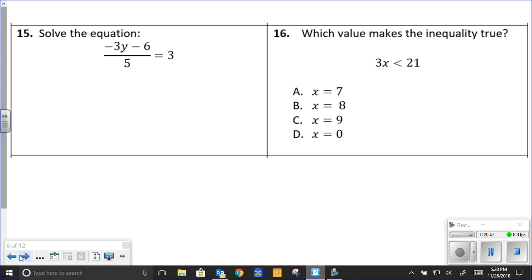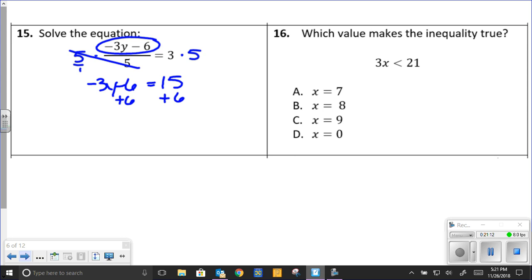All right, solving for the equation. Again, I am going to get rid of the fraction on this one because that's actually the first step I have to do. So really what I'm going to do is just multiply both sides by 5 to get rid of the fraction. This part cancels out and I'm left with everything that's on top because again, this was 5 over 1 and that all cancels out. So we have negative 3y minus 6 is equal to 15. We now need to add 6 to both sides to get rid of the 6. Negative 3y is equal to 21.